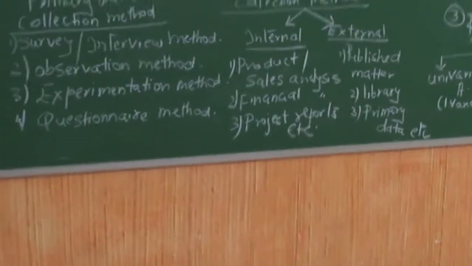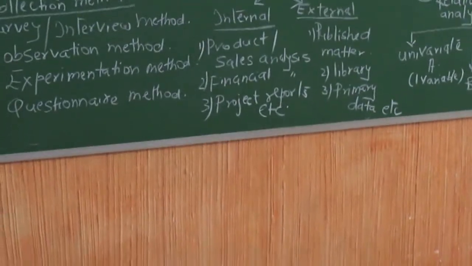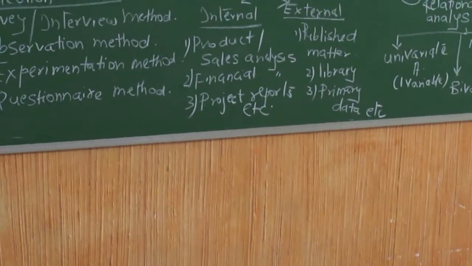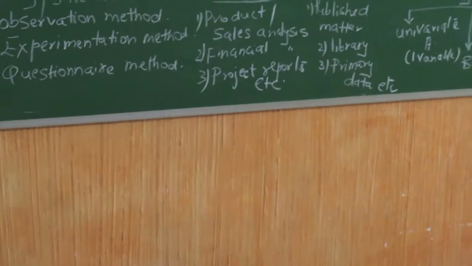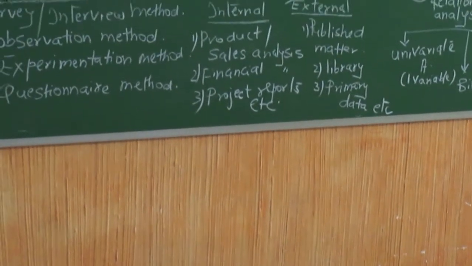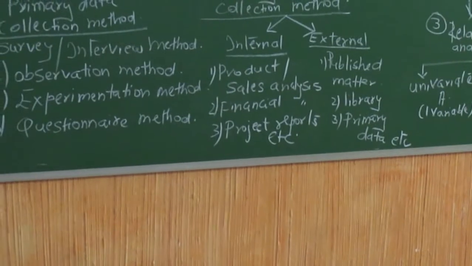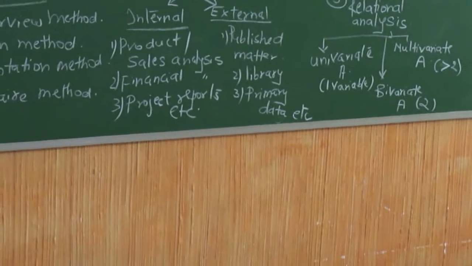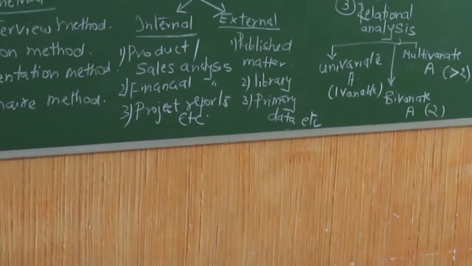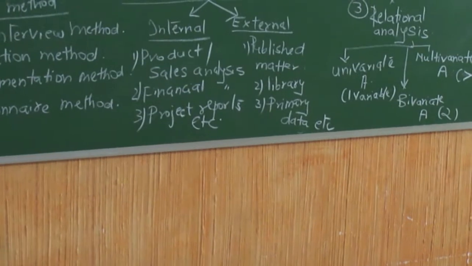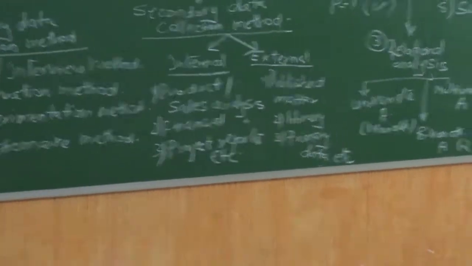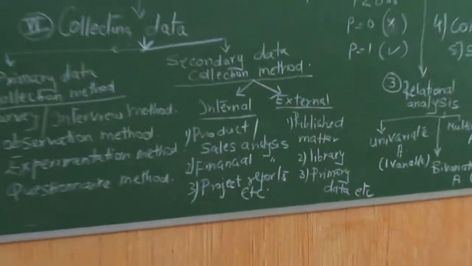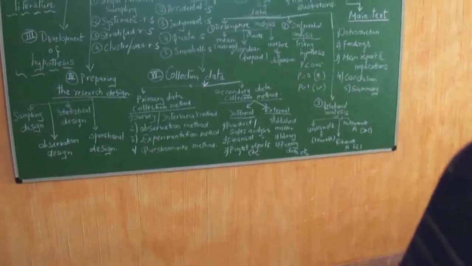Now if it is done for the office, for example, then you could do it internally and look at the earlier product sales analysis, do the financial analysis, go through the project reports done so far. And internally you come to a conclusion and your research is done. External, you can fall back on your library, on the published matter, you can also fall back on people who have earlier done primary data collection and see that and then arrive at a conclusion for your research. So these types of methods can be used for collecting the data.